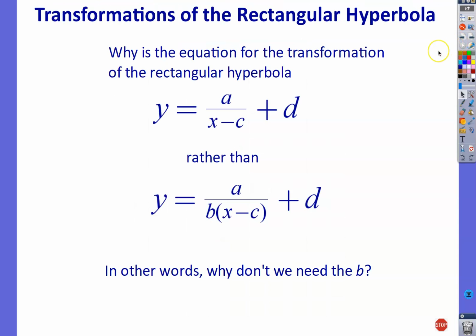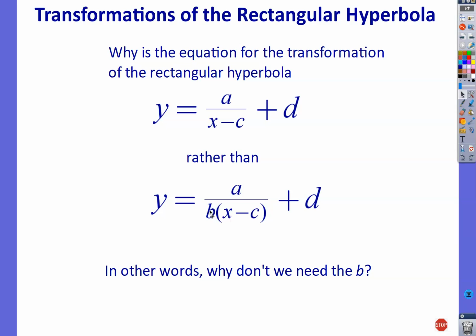This is a bit of a challenge question. A lot of our transformations also have a b multiplied by x minus c. It turns out we don't need that for the rectangular hyperbola. So my question is, why not? Why don't we need to have a b in front of that? How can we get away without using it?